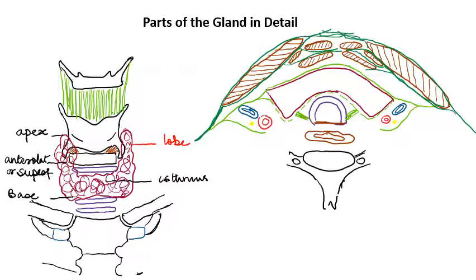So if we were to see the same in the transverse section, this would be the anterior lateral surface of the lobe. This would be the isthmus, which is in front of the trachea, but this part would be the anterior lateral surface of the lobe. This surface out here would be the posterior lateral surface, and this surface, which is facing the trachea, is the medial surface. So, the anterior lateral or the superficial surface in the transverse section, the posterior lateral surface, and this is the medial surface.